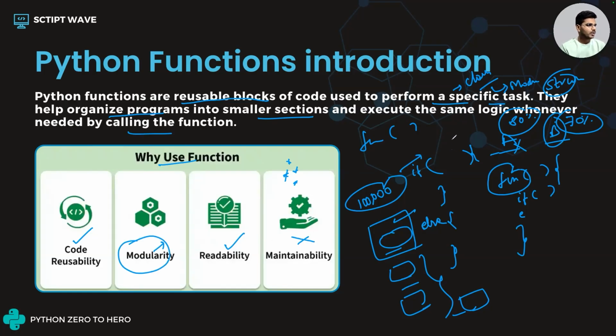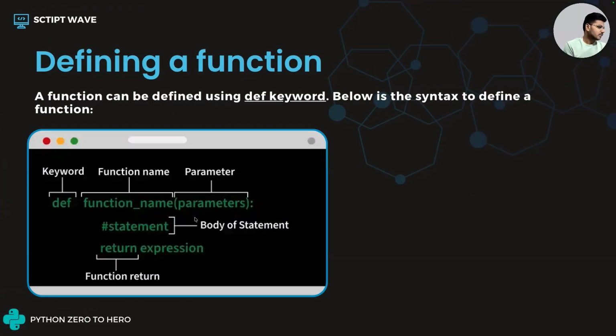So let's move forward. Defining a function. A function can be defined using the def keyword. Different languages have different ways of defining a function. In JavaScript, we use the function keyword. In Python, we use def, which stands for define. And we can see the syntax here.